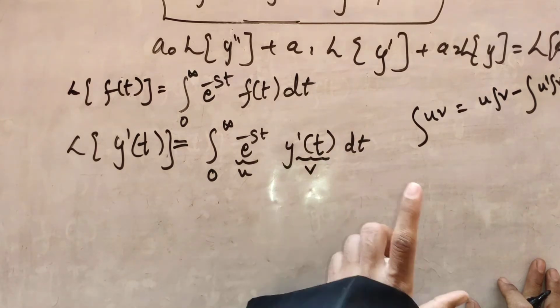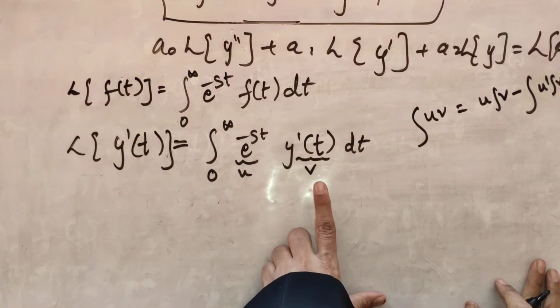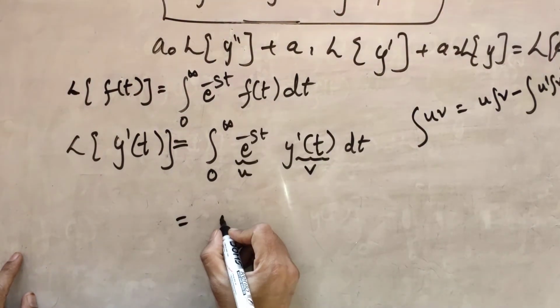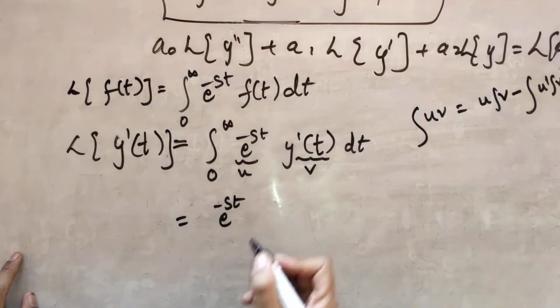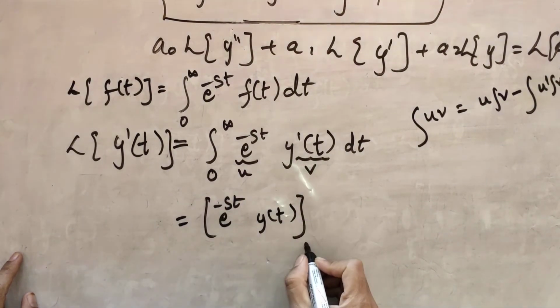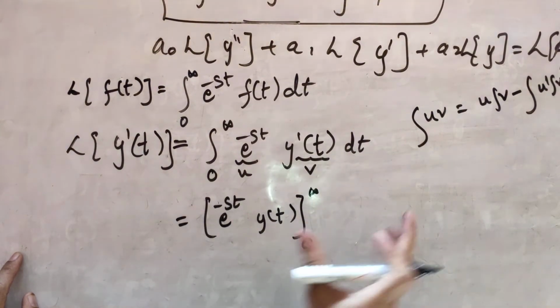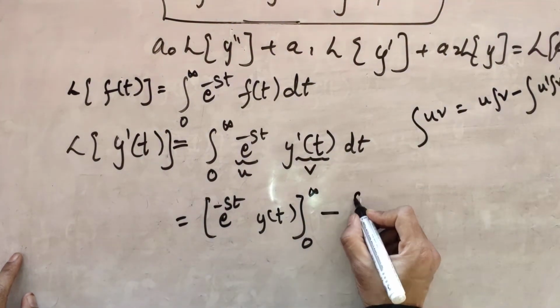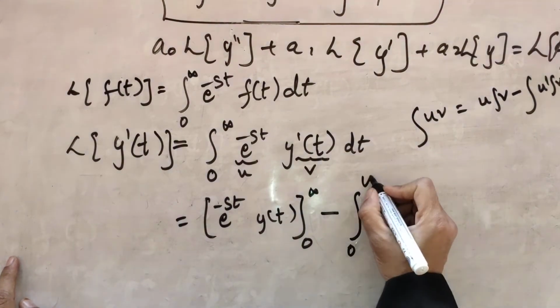So my work goes very simple. For that I am choosing this to be v. Now let us keep u as it is, e to the power minus st as it is. Integration of v is nothing but y of t, as I told you just now in my explanation. Integration from 0 to infinity, this is going to be my first term, right? Minus under integral sign from 0 to infinity again.